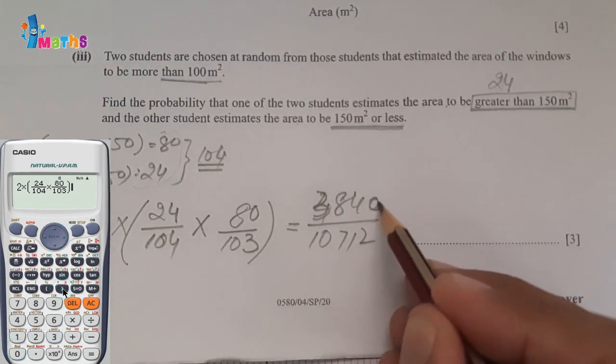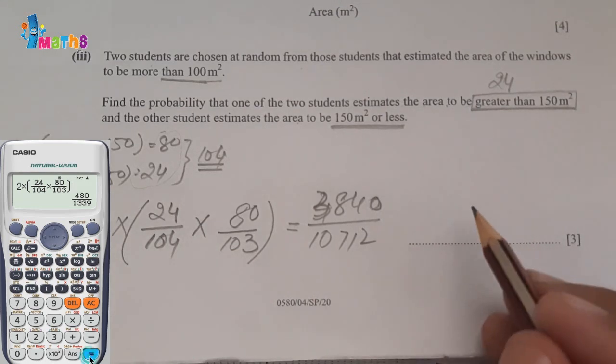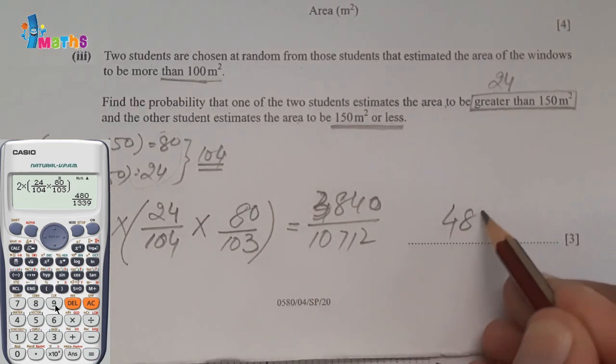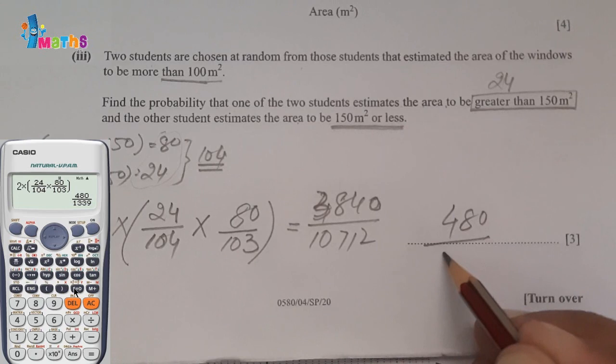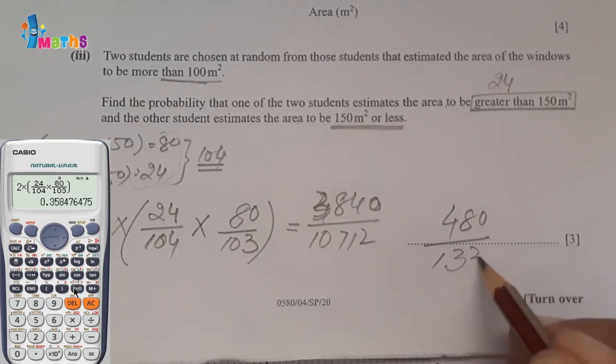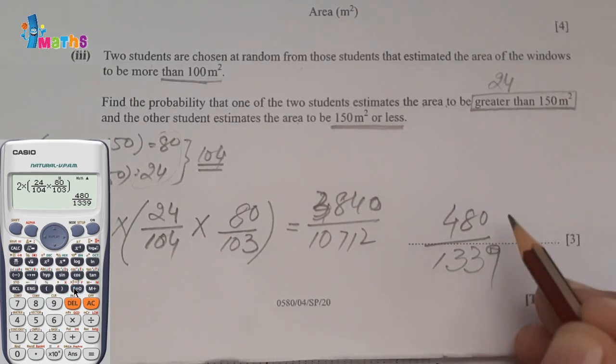If we simplify this fraction, we will get 480 over 1339. This will be our final answer.